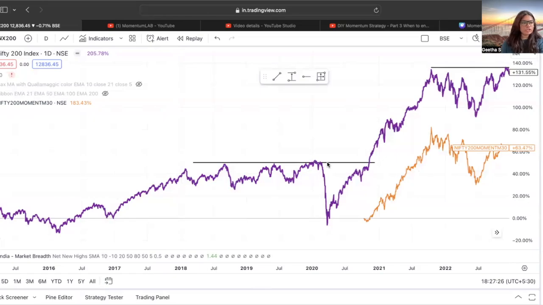Let me also show all of this with a chart. So if you see this chart, I'm here actually using TradingView. You can use any other software that you're comfortable with. I'm also using the Nifty 200 index chart to show you all of the trends and how market trends look like.